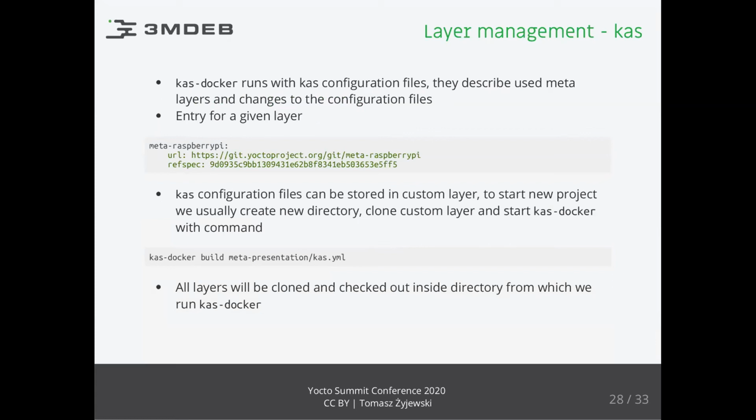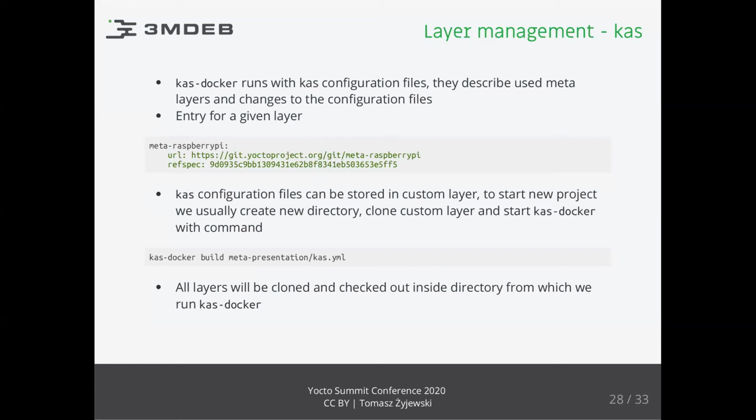Okay, so we run the kas-docker script with the Kas configuration file that defines how we want to prepare the build environment. First, let me show you how to prepare an entry for a given layer. For example, for meta-raspberrypi, it would be just meta-raspberrypi as the name of the layer, then the URL which points to the repository we want to clone, and then we can give the refspec, which is a revision we want to use. In case of kas-docker, it is best to store Kas files in a custom layer, and when we start work on the project, we just create a new directory. Let's call it, for example, yocto-project.